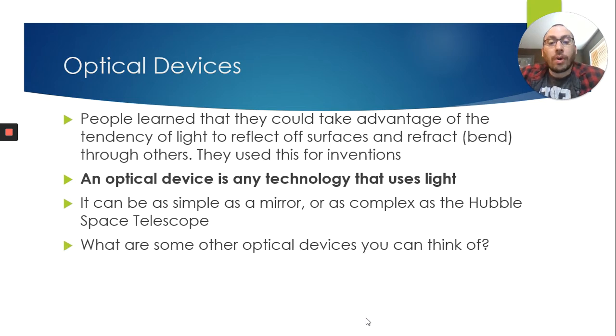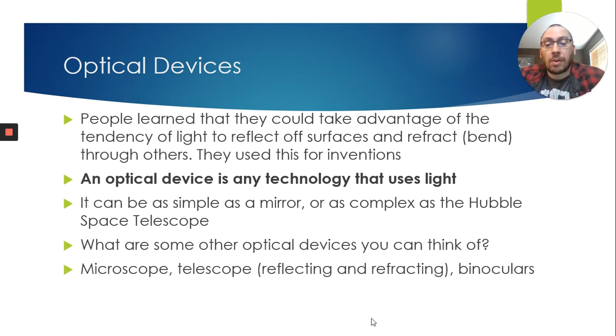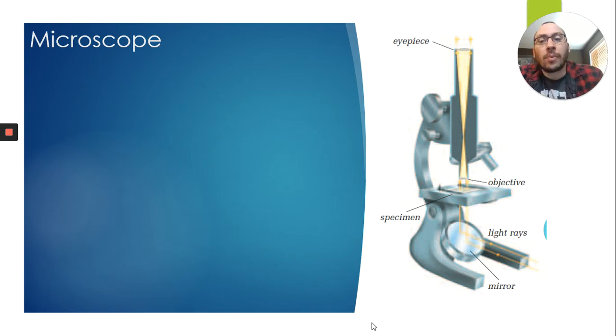Okay, so what are some others that we can think about? That's where we would have had that discussion. But microscopes, telescopes, and binoculars are the three we're going to focus on in class. We'd probably be pulling out the microscopes again and playing with them, but we're not. So we'll start with the microscope.